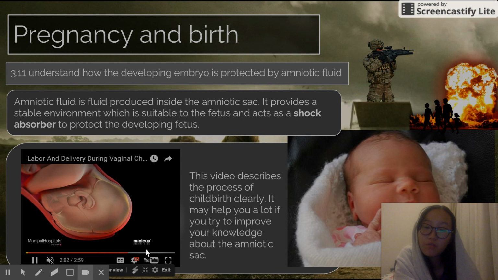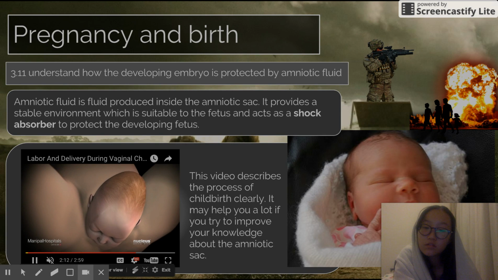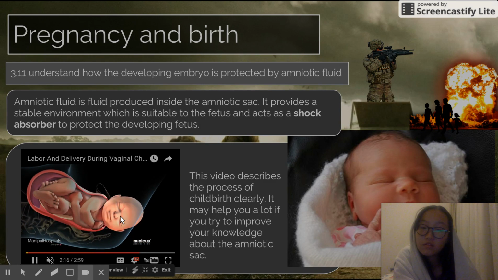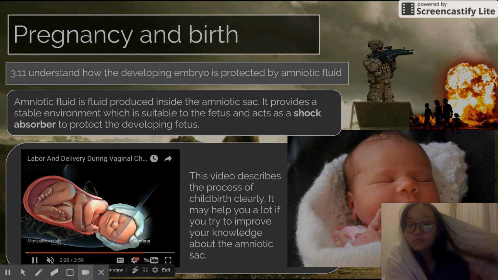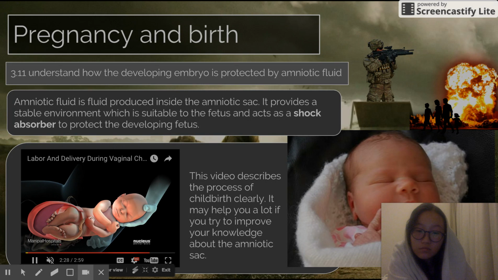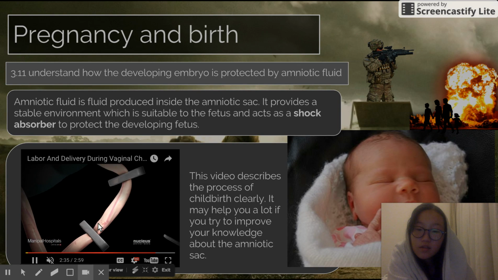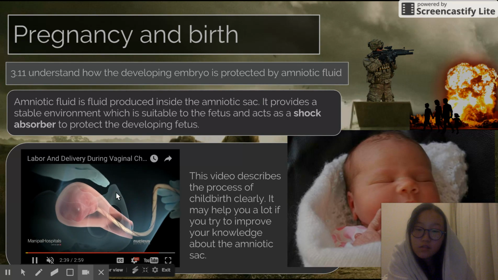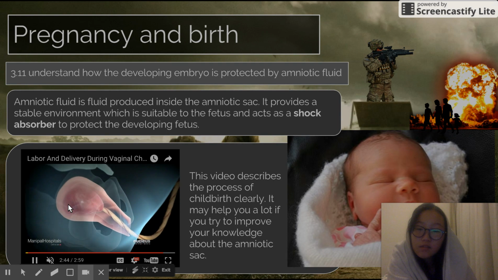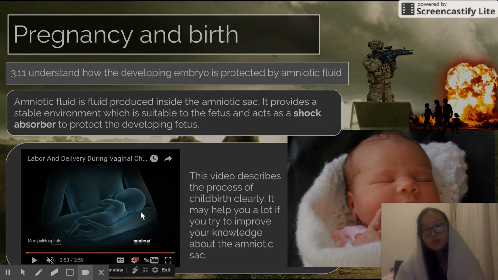So the baby is getting removed. This is the cord which connects the baby and mother, and this is the placenta. It gets removed. Yeah, this is the process of the pregnancy.